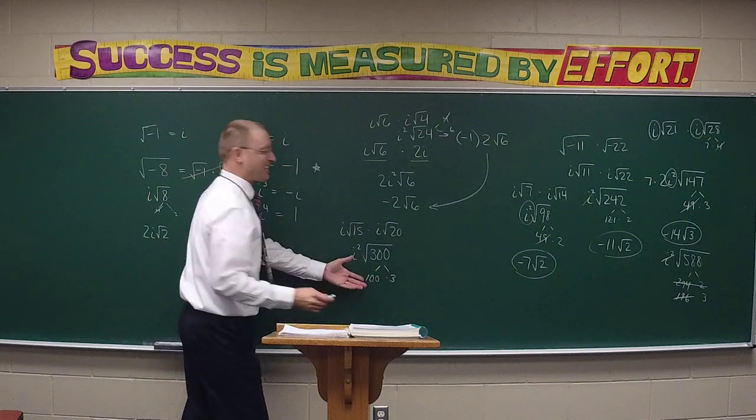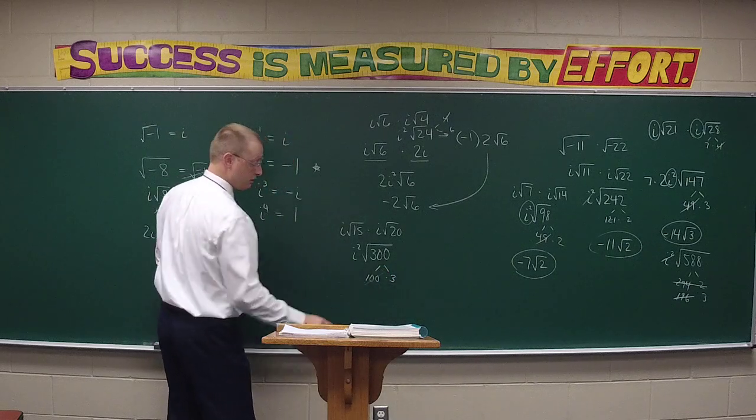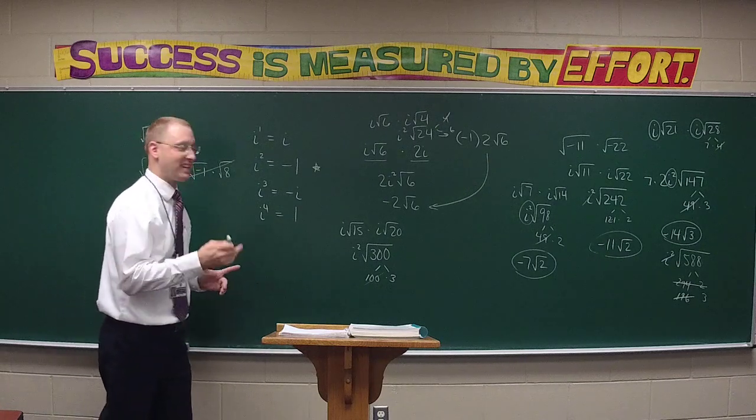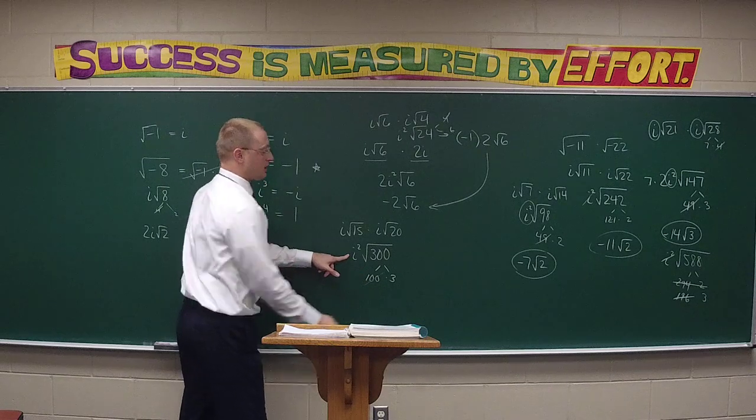100. There we go. Because we can take the square root of 100 really easily. Careful. What times itself gives 100? 10. 10 times 10. There we go. It's Monday. I'm shaking the rest off. So there's our negative 10 times the square root of 3.